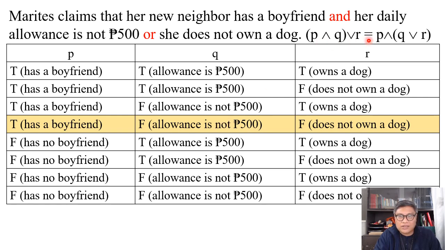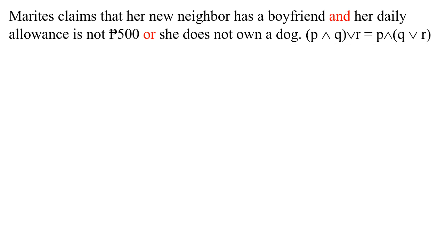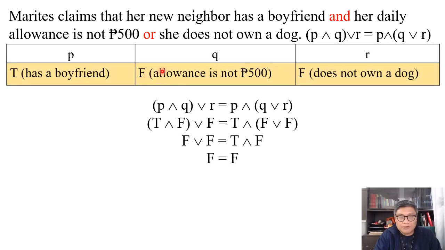Of course, we are given here also the symbols that represent this compound statement. So taking this, we are going to concentrate on this one only. Then, of course, this is the given symbols. Then we are going now to input the truth values here.